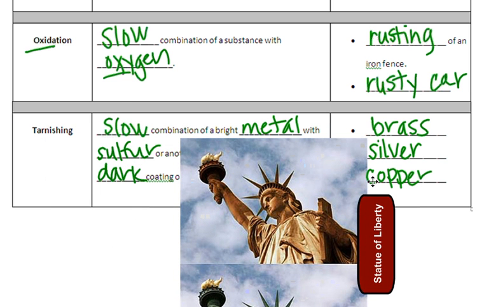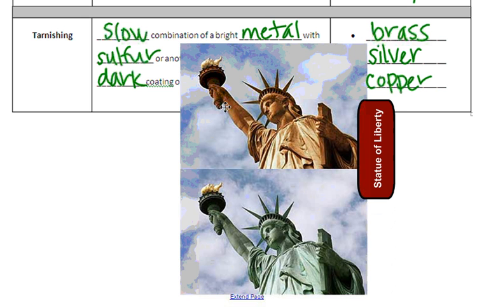So you can see that the Statue of Liberty, when it was new, looked more like this, shiny like a penny. But after time and exposure to whatever's in the air, it has reacted with the copper and tarnished, turned this green shade that you see and that you know the Statue of Liberty as today.